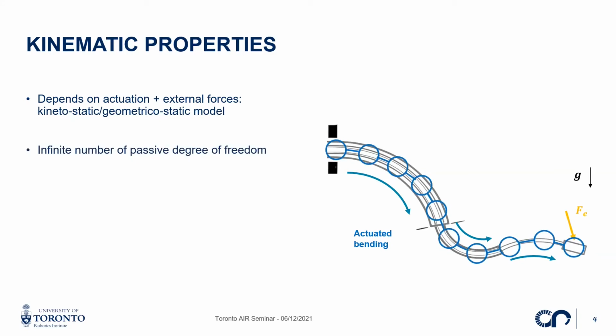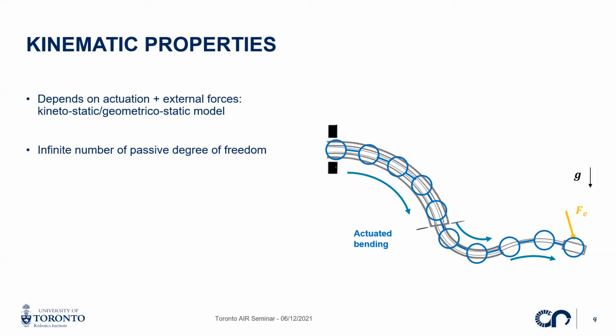We also often say that these structures have an infinite number of passive degrees of freedom, which means that if I take one point along this structure, I can generate motion by applying the right forces on this compliant slender body.